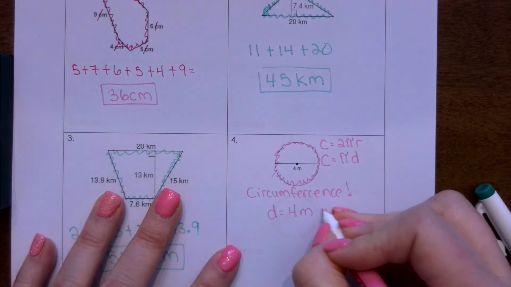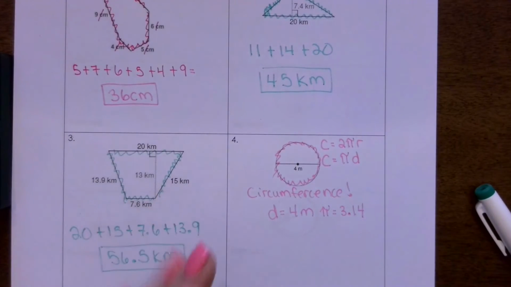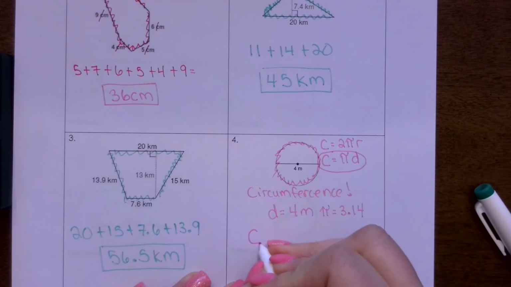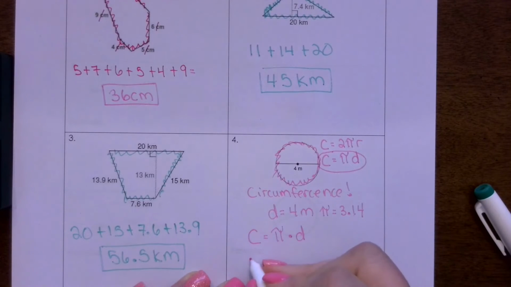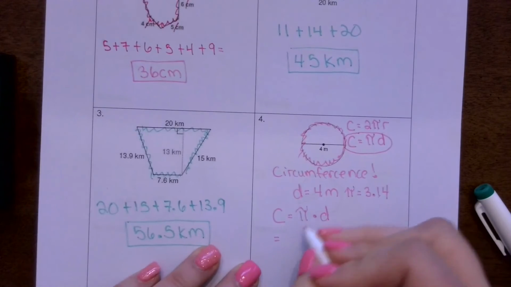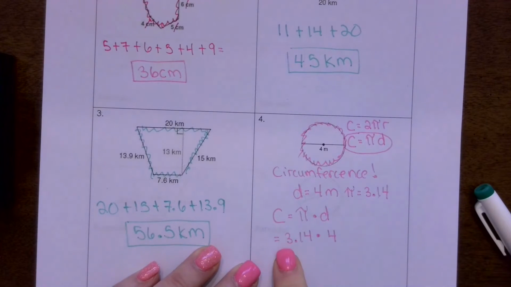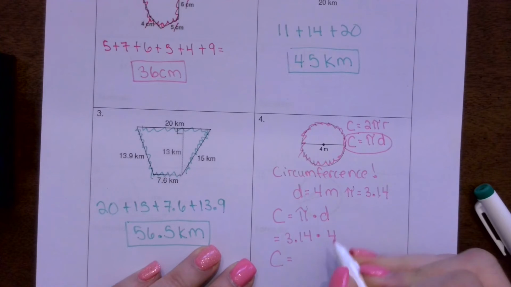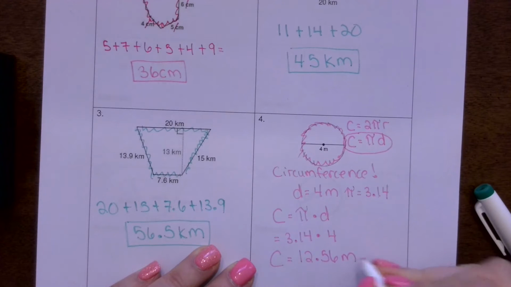We are going to use 3.14 for pi. I'm going to use this formula because I have the diameter, and circumference will equal pi times the diameter. I know that I'm using 3.14 for pi, and my diameter is 4. I'm going to put 3.14 times 4 into the calculator, and my circumference will equal 12.56, and I'm going to add my unit of measure, meters.